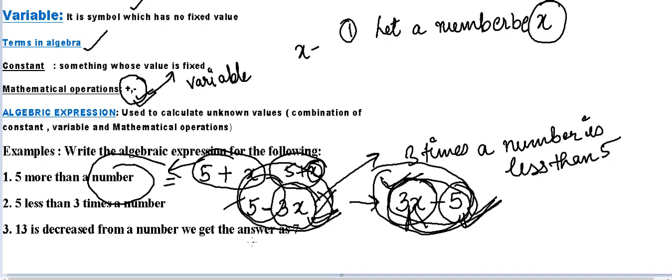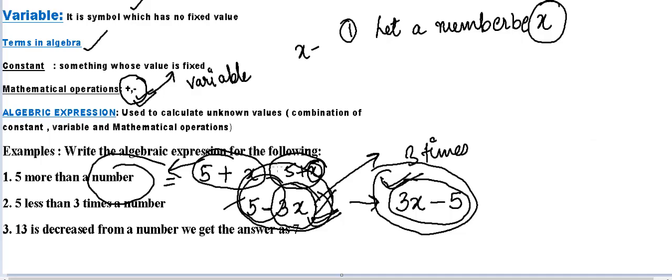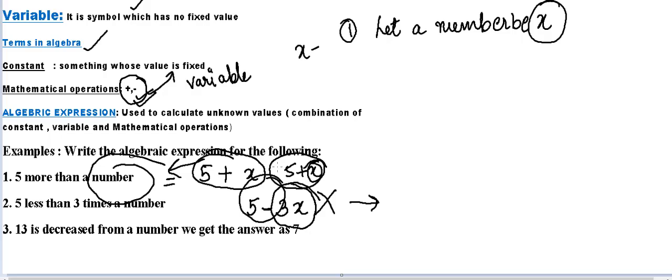Now let us look at the last one. It says 13 is decreased from a number, and we get the answer as 7. So how are we going to do this one? For the third, let the number be x. Now how am I going to write it?